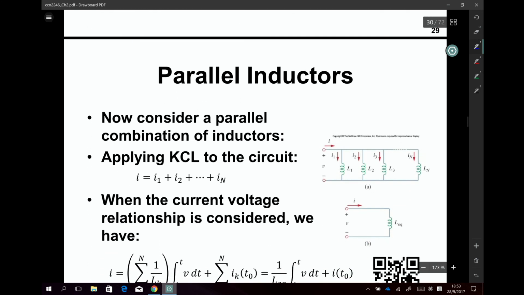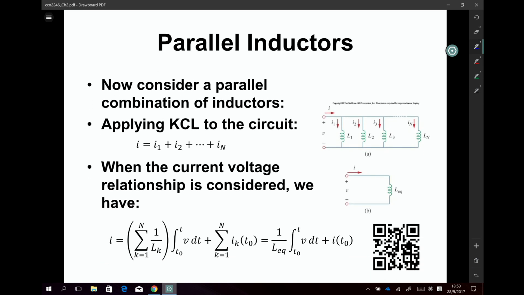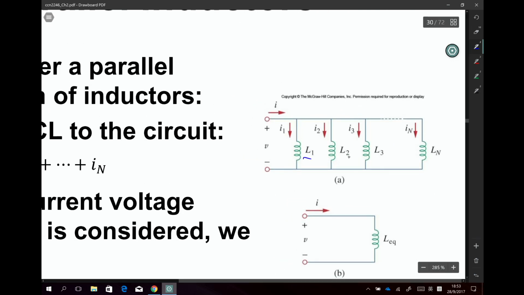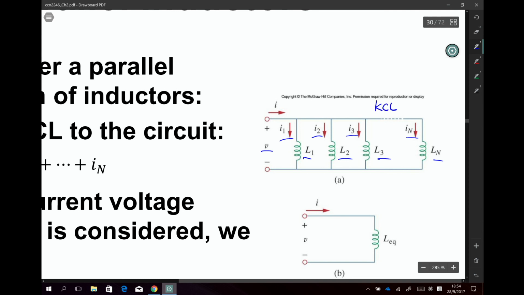Now how about the parallel inductor network? We consider this circuit. The inductors are connected in parallel, so they have the same voltage, and for each inductor we assign a current. Now we apply KCL at the top node. You have I1 plus I2 plus I3 plus ... up to In equal to I.